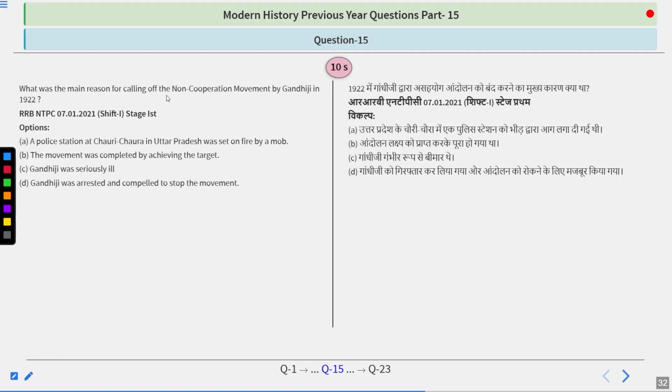What was the main reason for calling off the non-cooperation movement by Gandhiji in 1922? A police station at Chauri Chaura in Uttar Pradesh was set on fire by a mob. The movement was completed by achieving the target. Gandhiji was seriously ill. Gandhiji was arrested and compelled to stop the movement. So think about it and try to find out the answer, guys.